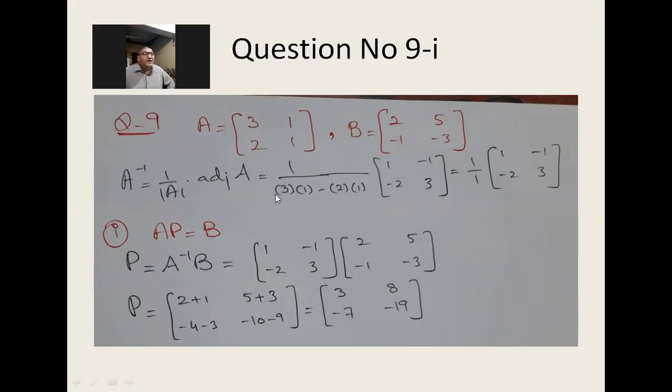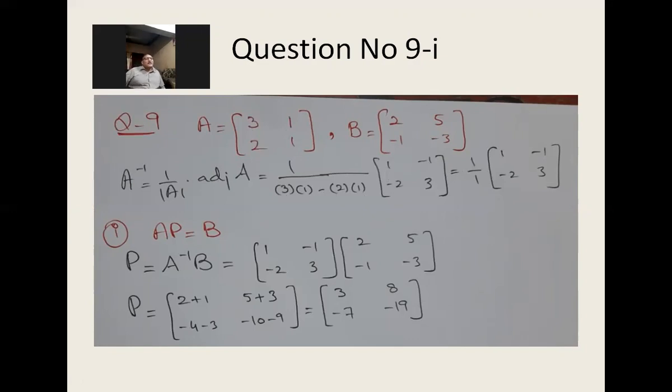So you will have 1 by 3 multiplied by 1 minus 2 multiplied by 1. And then you will have the adjoint. In the adjoint, we interchange the location of these two numbers, and we change the signs of these two numbers. So you will have 1, minus 2 and 3. So this is 3 minus 2, and it will be 1. So 1 by 1 into this matrix. So this is the inverse of A.